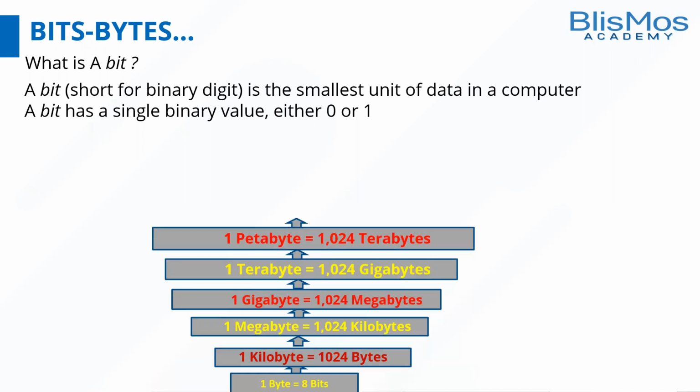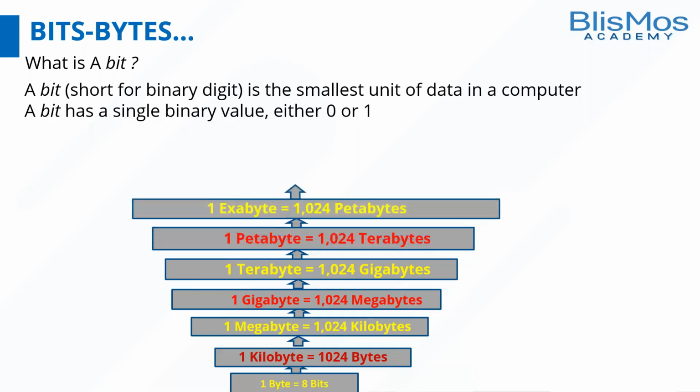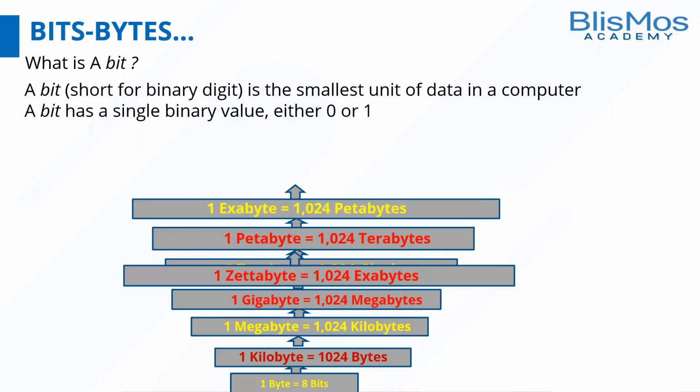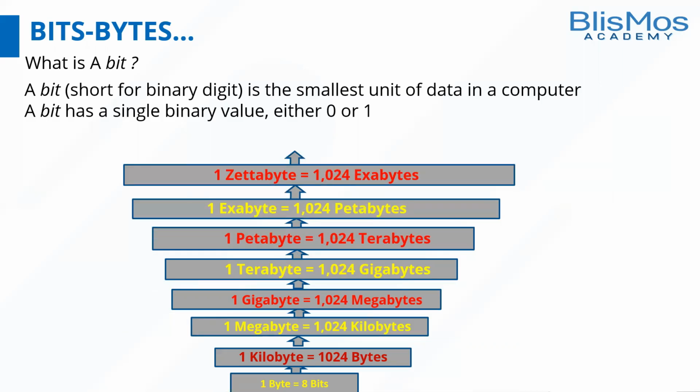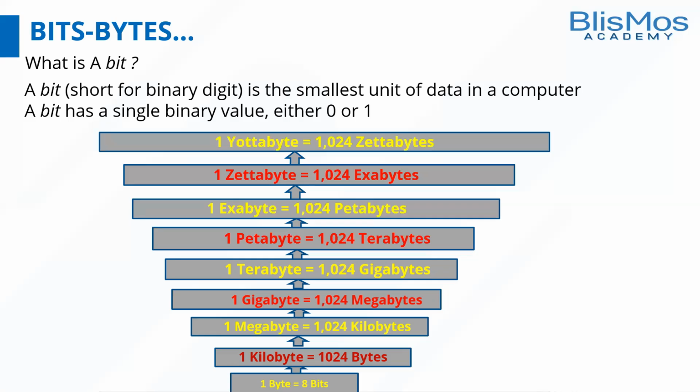It is petabyte. 1 petabyte is equal to 1024 terabytes. Can you pause the video and see what comes after petabyte? It is 1 exabyte. 1 exabyte is equal to 1024 petabytes. On top of that, we have zettabyte. On top of that, we have yottabyte. 1 yottabyte is equivalent to 1024 zettabytes.